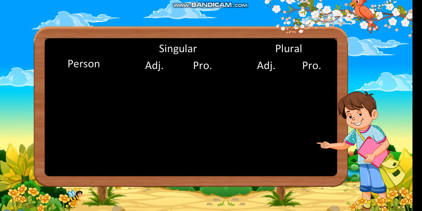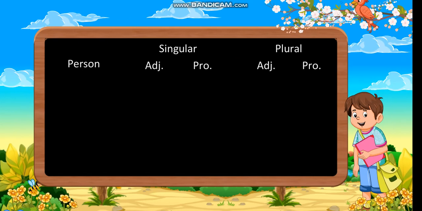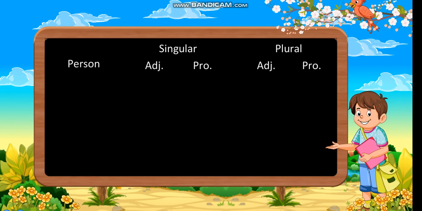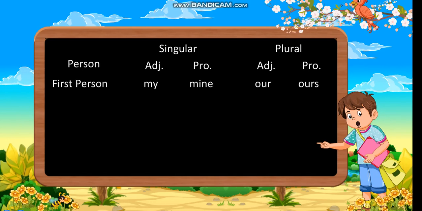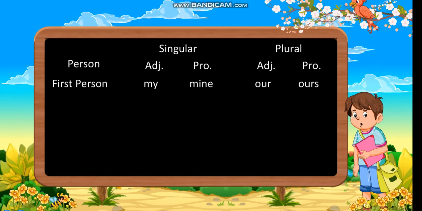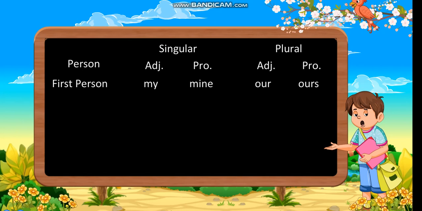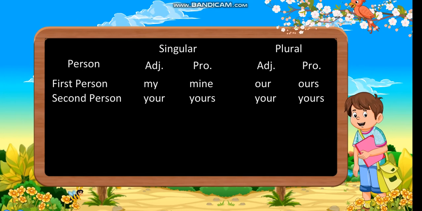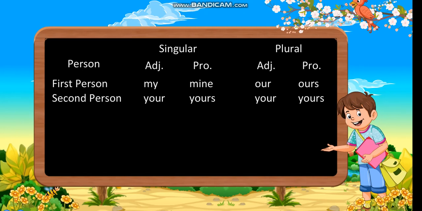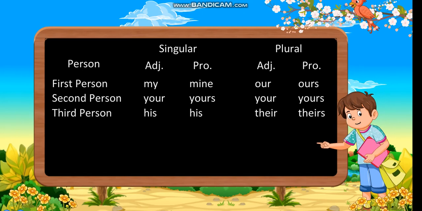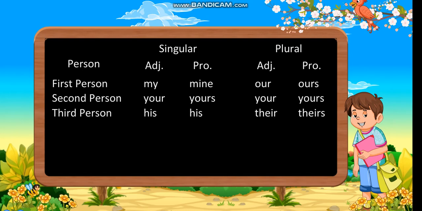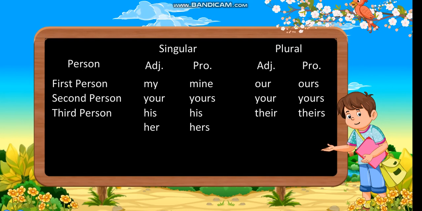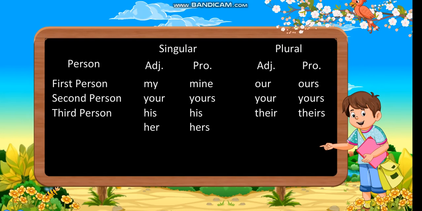Person, singular, adjective, pronoun. Plural, adjective, pronoun. First person: my, mine, our, ours. Second person: your, yours, your, yours. Third person: his, his, her, hers. Their, theirs.